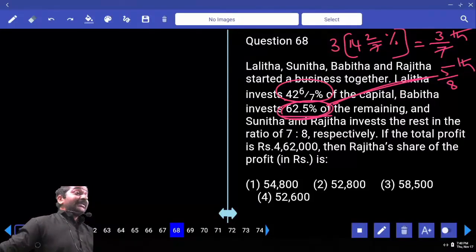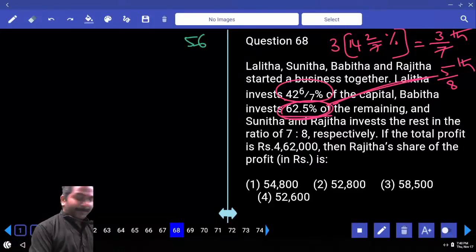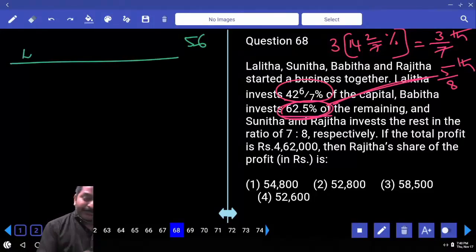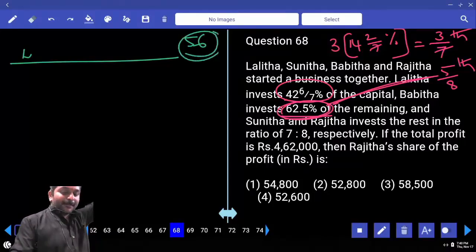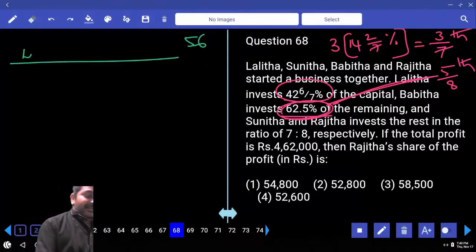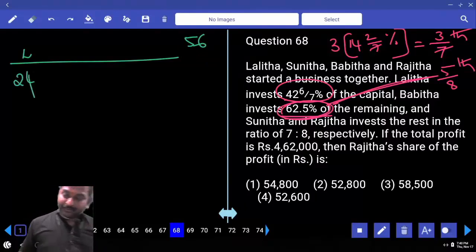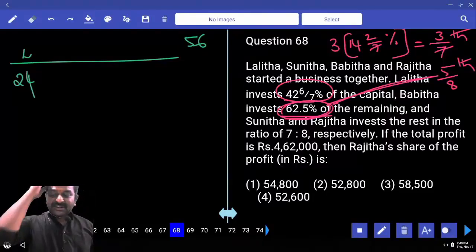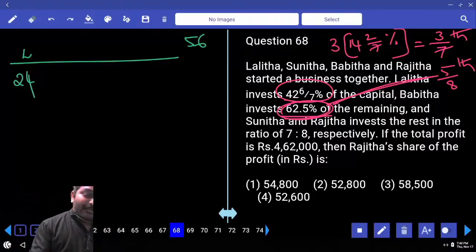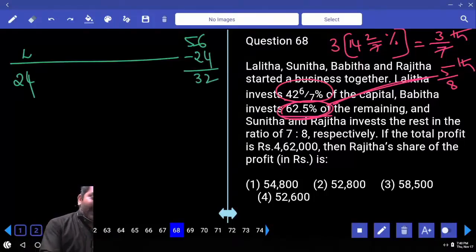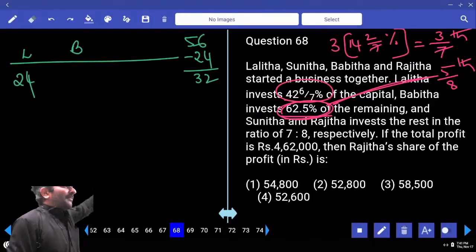What are the denominators? LCM. Let's start with 56. Who is the first person? Lalita. Lalita gets 3/7 only. What is 1/7 of this number? 8. 3/7 is 24. Next, Babita invests 62.5% of the remaining. If 24 is taken out, how much is left over? 32.